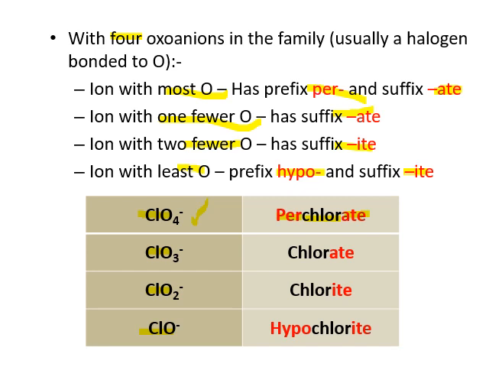We have 1 fewer oxygen from the original one, where oxygen is 4, so now oxygen is 3. So it's still named chlorate. There is no per in front. We have 2 fewer oxygen from the beginning, from 4, so it is chlorite, ITE at the back. And then if we have the least oxygen, we call it hypo with the suffix ITE, hypochlorite.